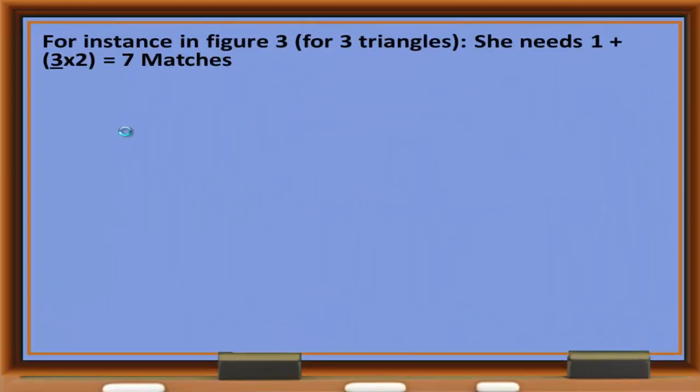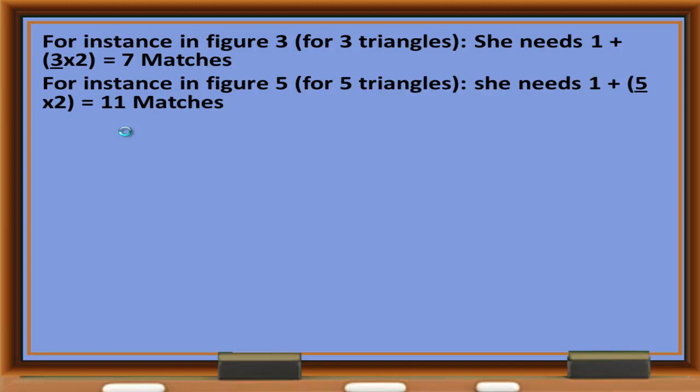For instance, in figure 3, for 3 triangles, she needs 1 plus 3 times 2 equals 7 matches. Again, for instance, in figure 5, that is for 5 triangles, she needs 1 plus 5 times 2, which is equal to 11.